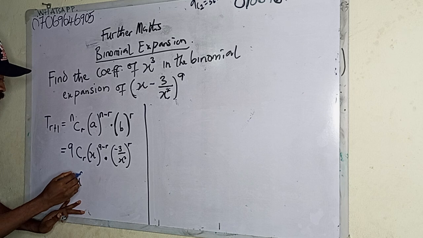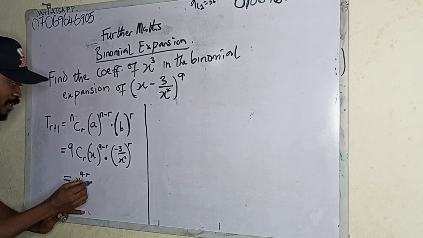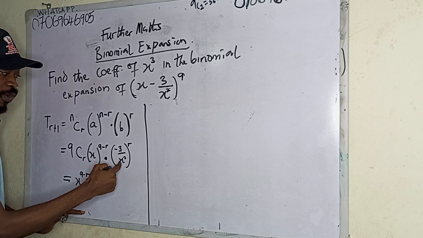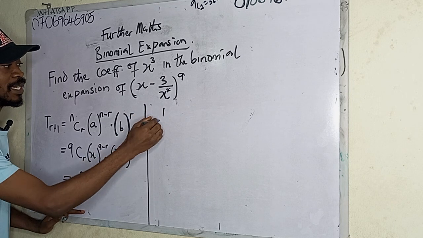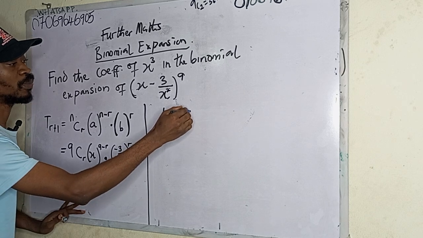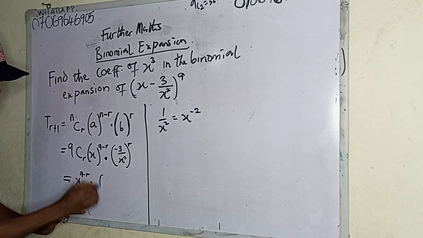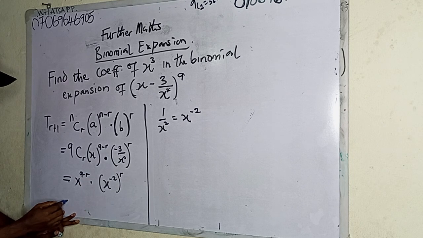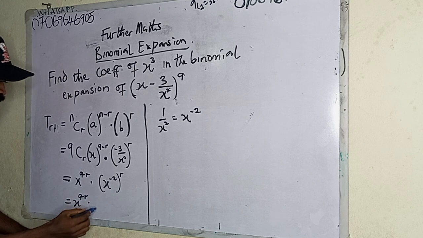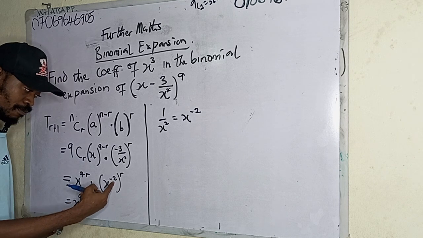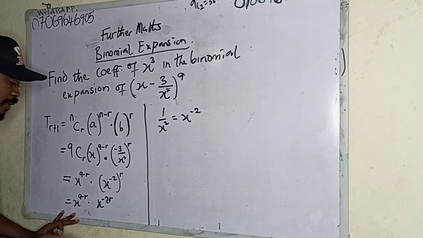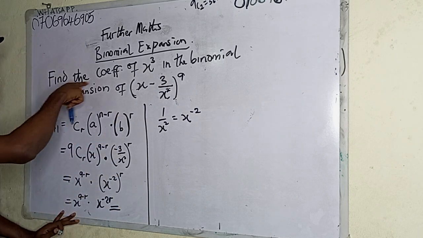So here, that's going to be x raised to power 9 minus r times negative 3, we ignore it like I said, but there's 1 all over x squared. If you ignore negative 3, we have 1 over x squared. And in indices, 1 over x squared represents x raised to power negative 2. So that's going to be x raised to power negative 2, raised to power r. Now, we have x raised to power 9 minus r times x raised to power, this is power multiplies power, so this is negative 2 times r, negative 2r.